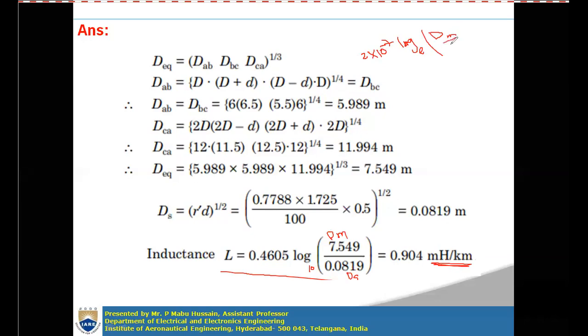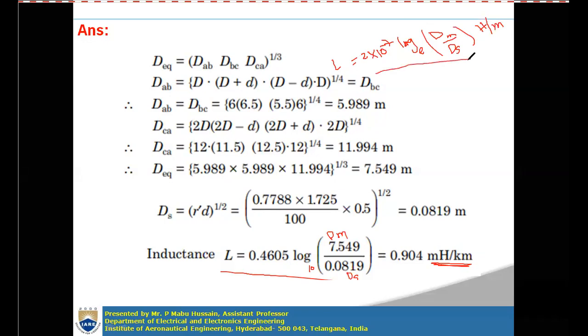So dm by ds. Okay, so here if you use this formula, the units are Henrys per meter. Now if in the problem they ask you to find the inductance per kilometer, then you have to convert this into per kilometer. For 1 meter, if you multiply this with 1,000, you will get the Henrys per kilometer. So like that also you can do. You can use this formula.